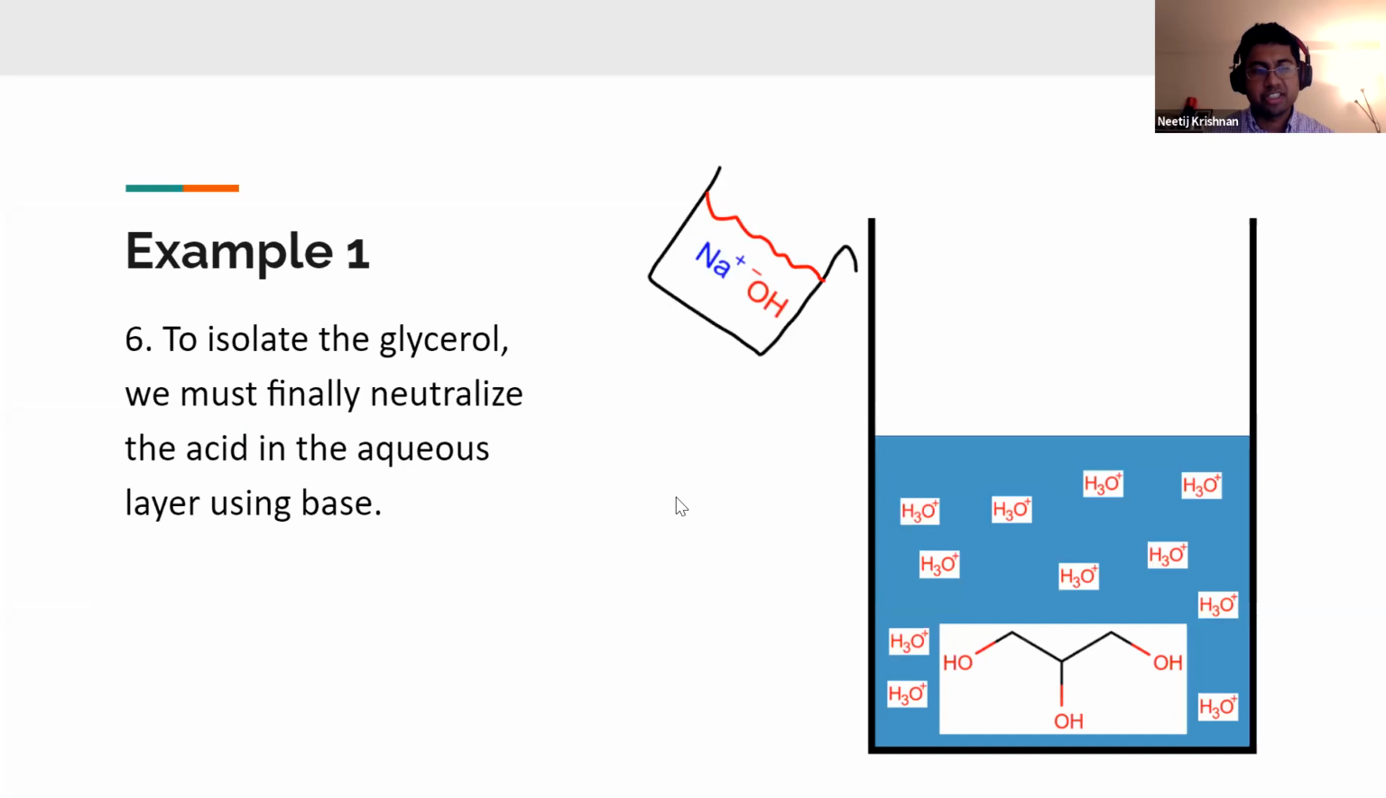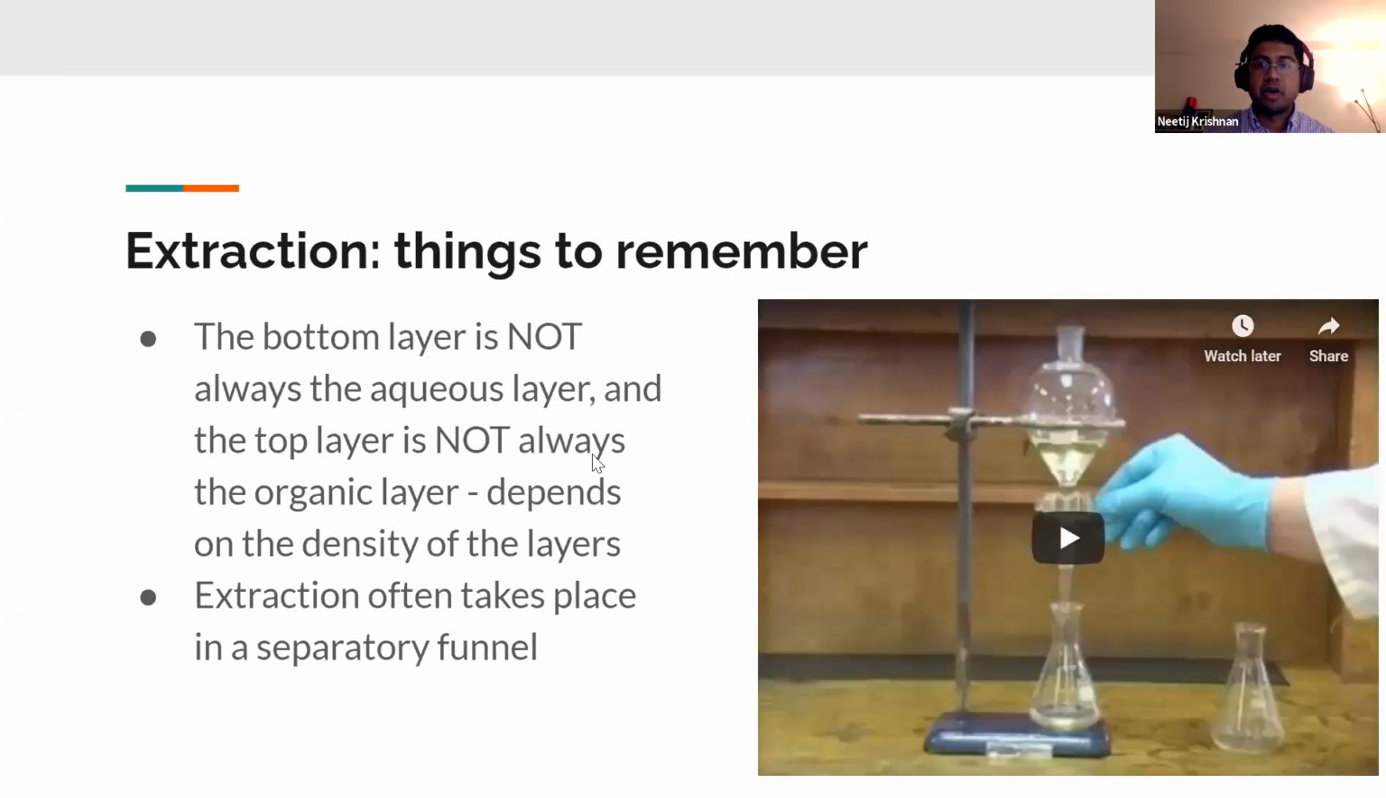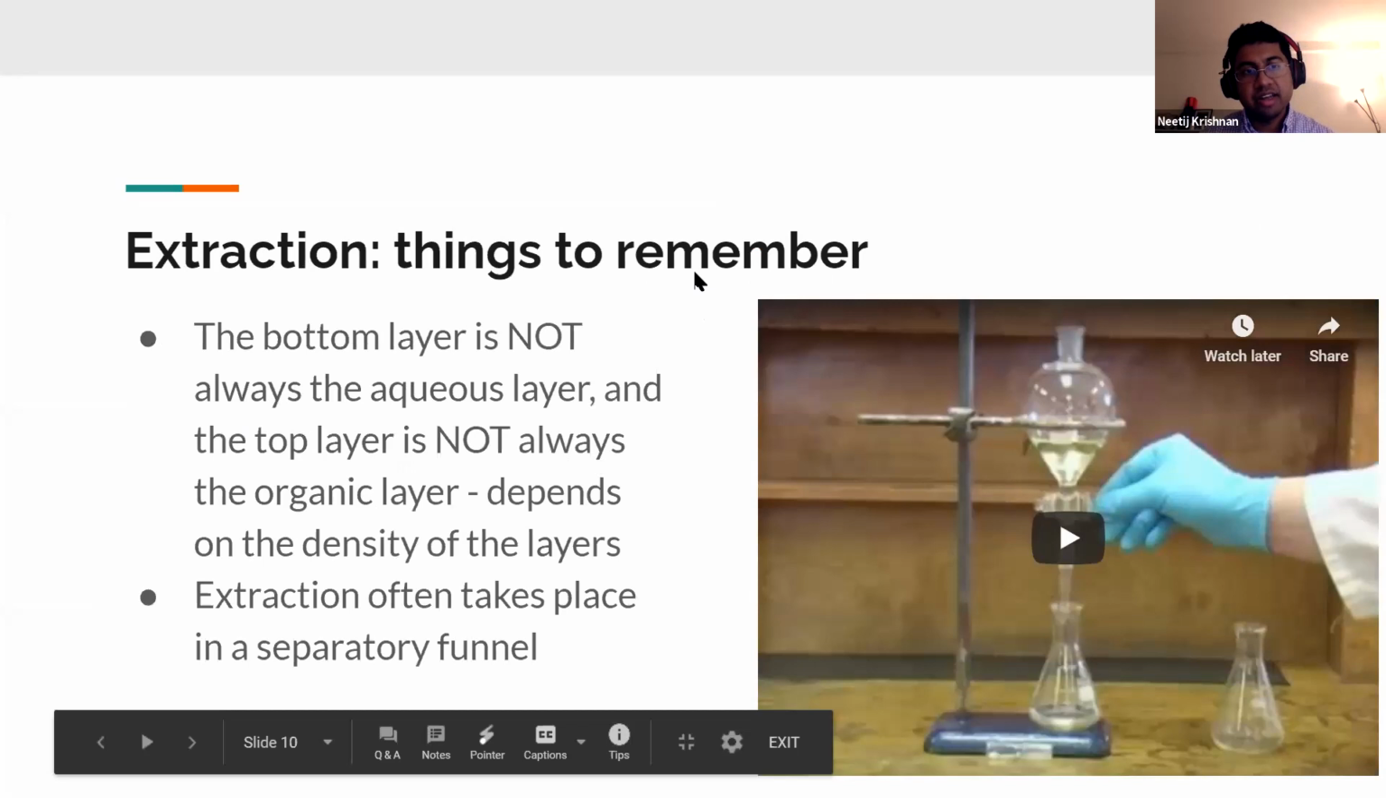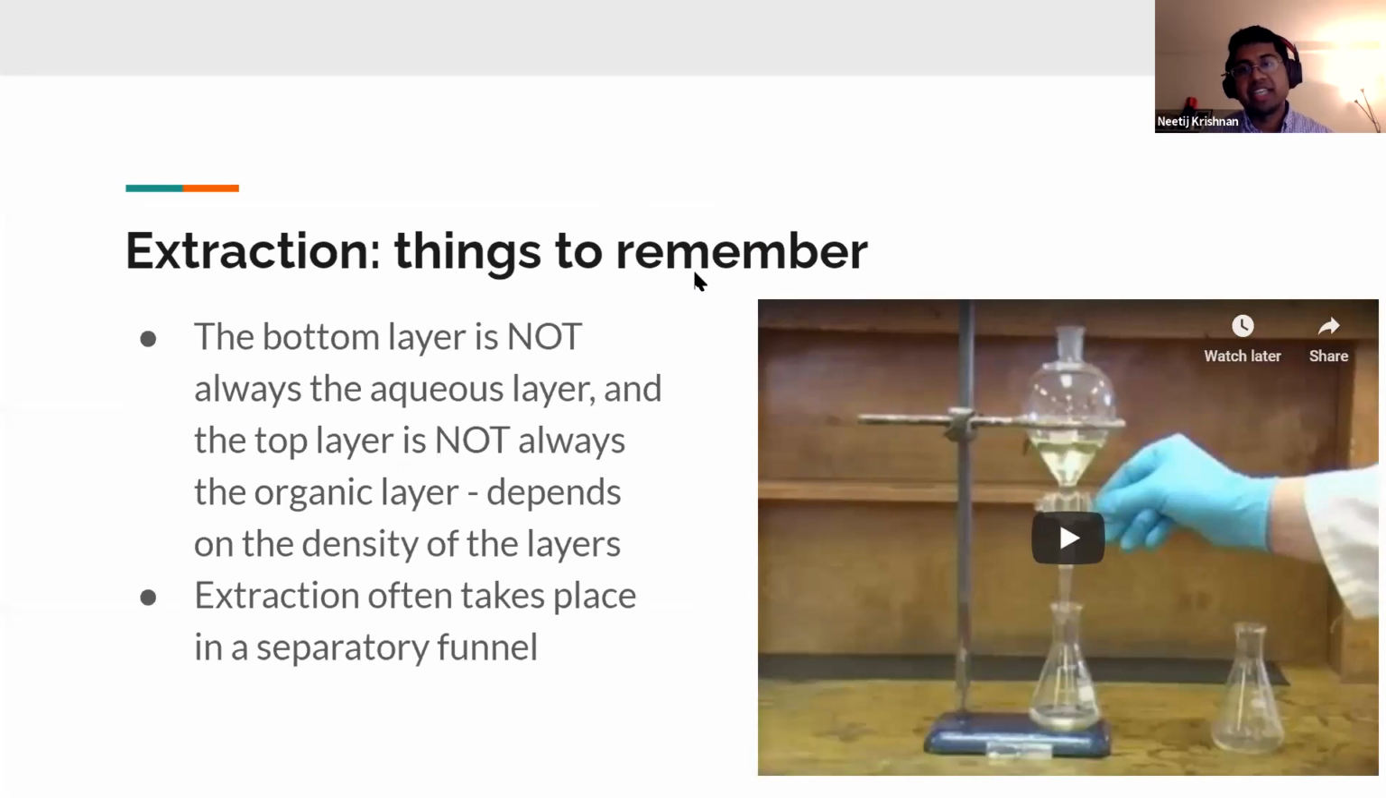So if there are no further questions, we can keep going. If you think of a question about this, we can always come back to it. Okay, so extraction, basic things to remember. Two very important things. One, the bottom layer is not always the aqueous layer. You might see an example in a passage where they use a polar solvent that's actually less dense than the non-polar solvent. So always look at what solvent you're using. Never assume that the top layer or the bottom layer is a certain one of the layers.